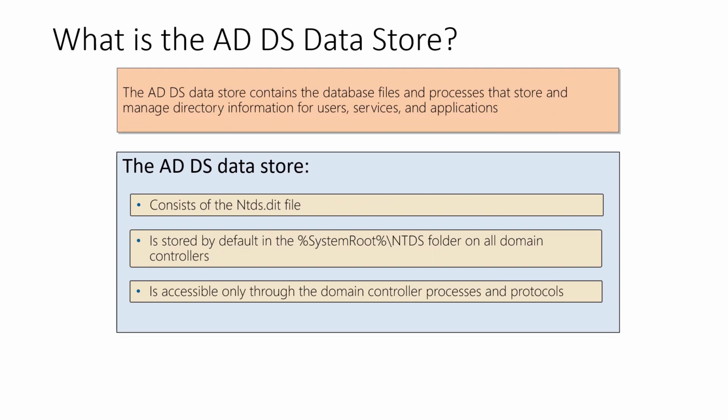So what is the Active Directory Domain Services data store? The Active Directory Domain Services data store contains the database file and processes that store and manage directory information for users, services and applications. The data store consists of the ntds.dit file. The ntds.dit file is a database with usually three or more tables. The names and purposes of the important tables are as follows. First comes the data table. The data table is used to store the objects accessible in Active Directory. The second table is the link table within the ntds.dit file, which is used to provide a reference to objects.